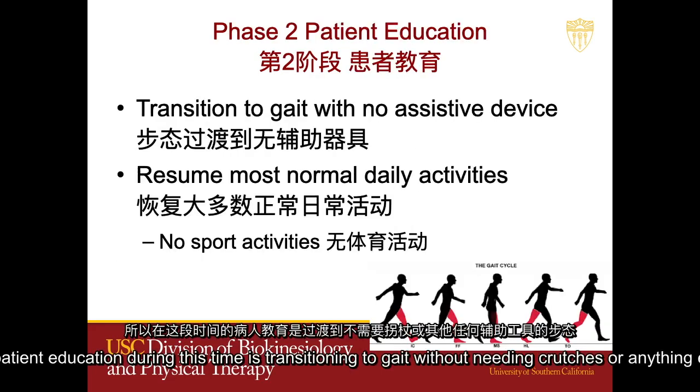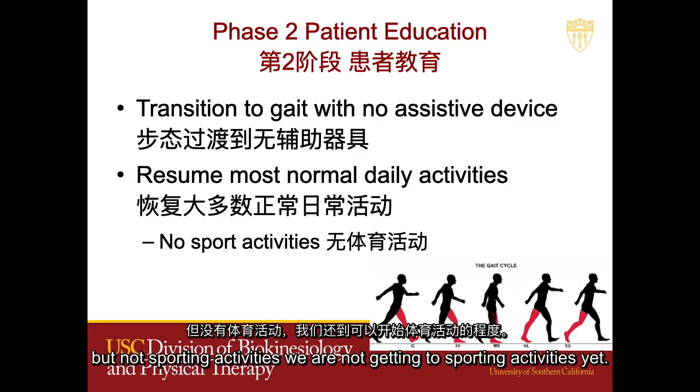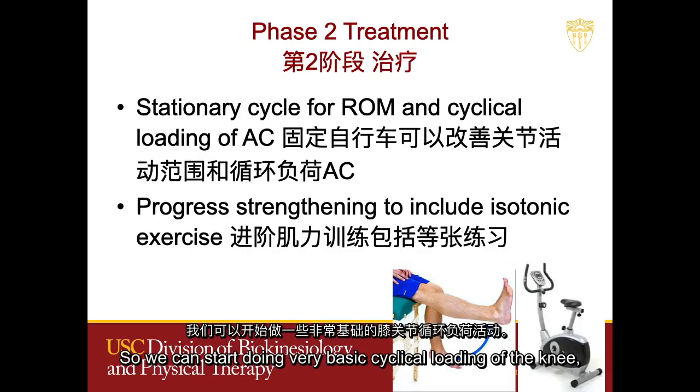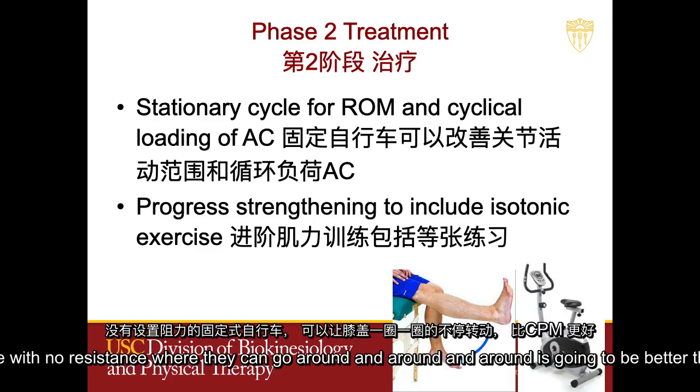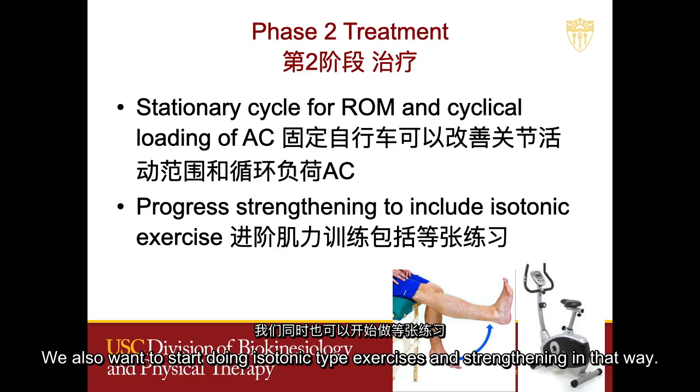Patient education during this time is transitioning to gait without needing crutches or anything else, as well as resuming normal day-to-day activities and gait, but not sporting activities. We're not getting to sporting activities yet. We can start doing very basic cyclical loading of the knee. A stationary bicycle with no resistance where they can go around and around and around is going to be better than, let's say, a CPM. So this is a great time to introduce that. We also want to start doing isotonic type exercises and strengthening in that way.